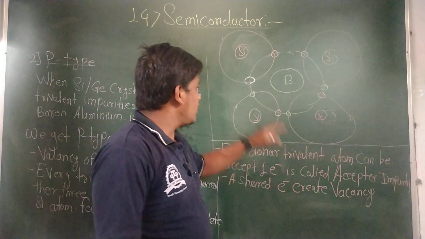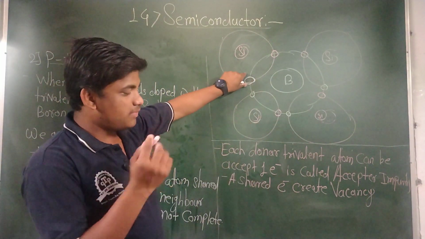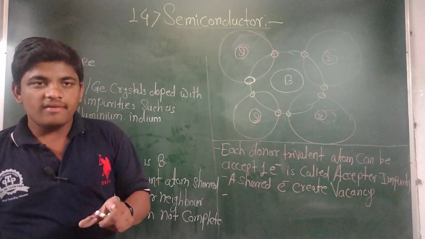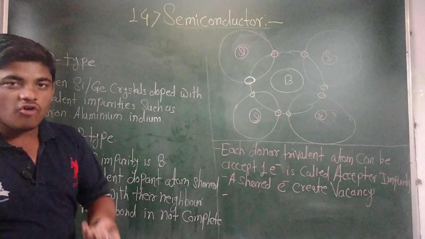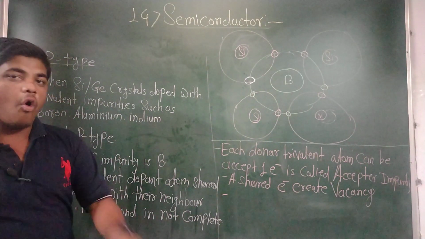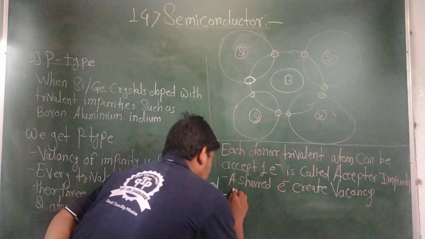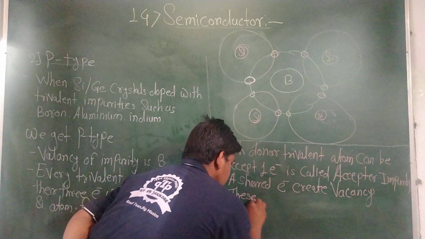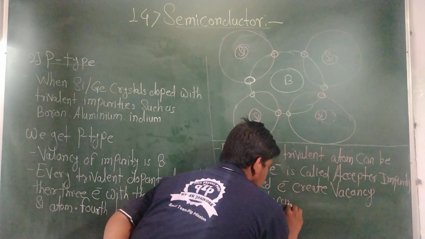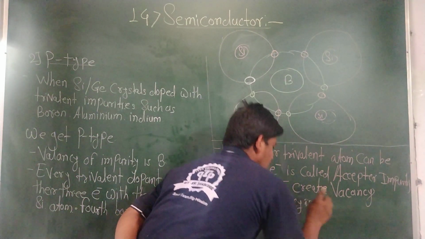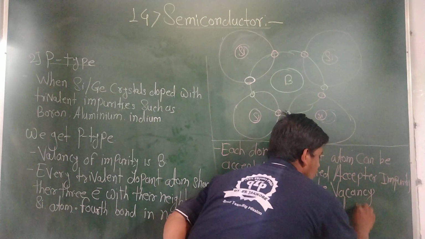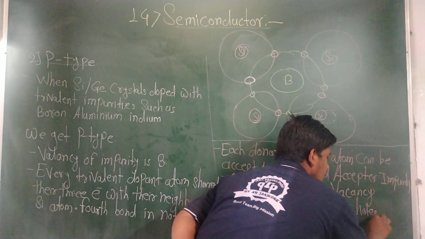Then the shared electrons create a vacancy in its place. This vacancy, or absence or unavailability of electrons, is called a hole. These vacancies are called holes.